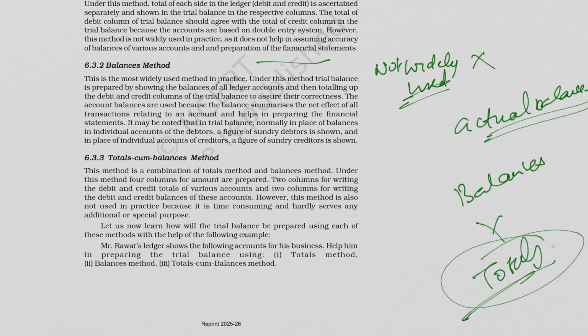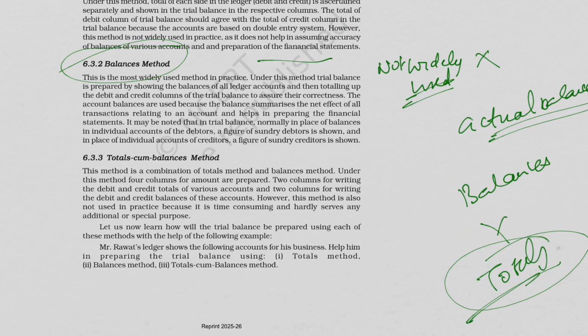So next we have the balances method. This is one of the most important methods, the method which is used in real accounting practice. Under the balances method, instead of totals, we take the balance of each ledger account. Balance basically means the difference between the debit as well as the credit side.